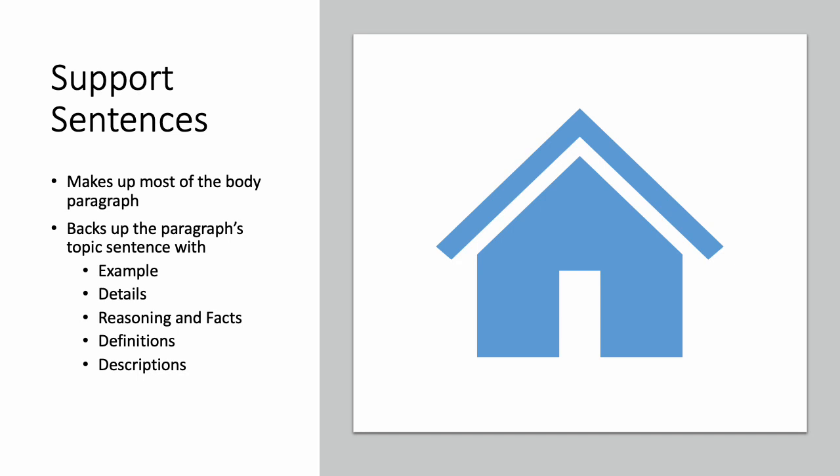So it backs up what the topic sentence is saying, and there are some things that can be done in a support sentence to back up the topic sentence. So you could use examples, you can add details, you can have facts, definitions, and descriptions.